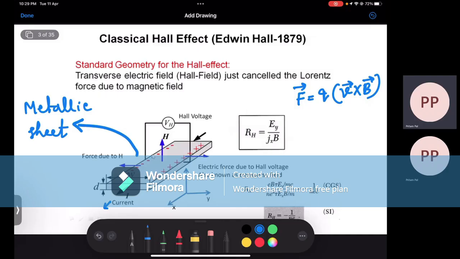We can measure the Hall coefficient, which is nothing but the ratio of the Hall field, developed along the y direction, to the current density along the x axis, Jx, and the applied magnetic field. This is called the Hall coefficient. You can easily calculate this.